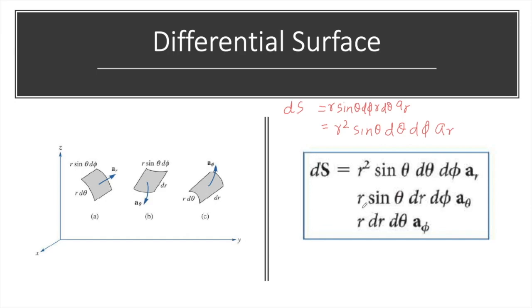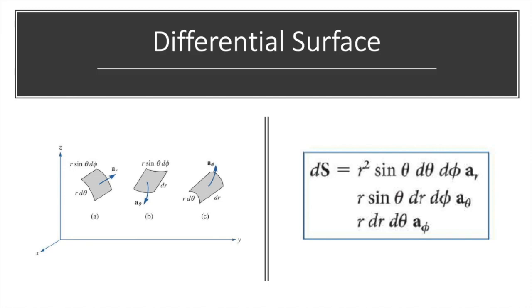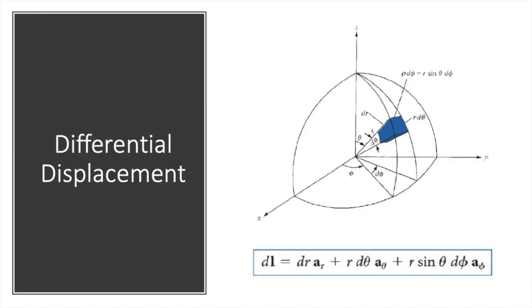Similarly, we can write the other two. If we are writing a theta, then we will be writing r sine theta d phi and dr, and the other one as well on the same grounds. Now we come across differential volume. Now it is very easy for us to write all the three things that we found in the dl case.